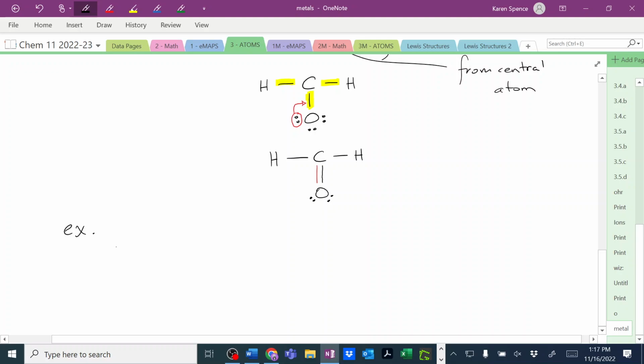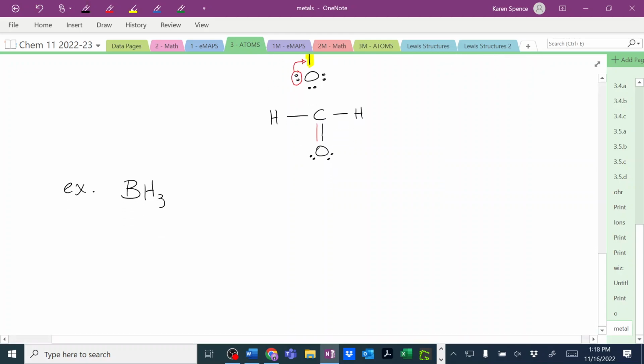Let's try another one here. Let's try BH3. Do you guys want to try that one on your own? Yeah? You want me to do it? Okay. Step number 1, valence electrons.